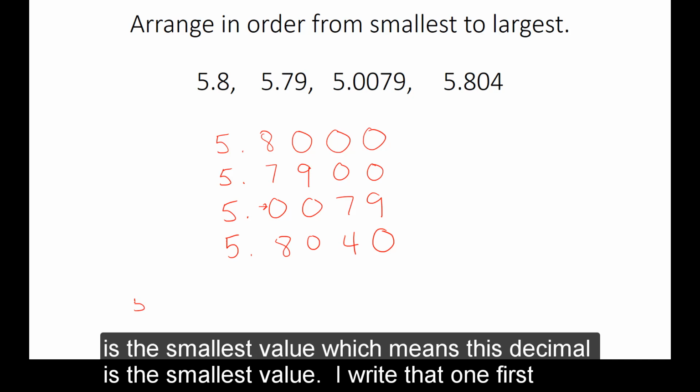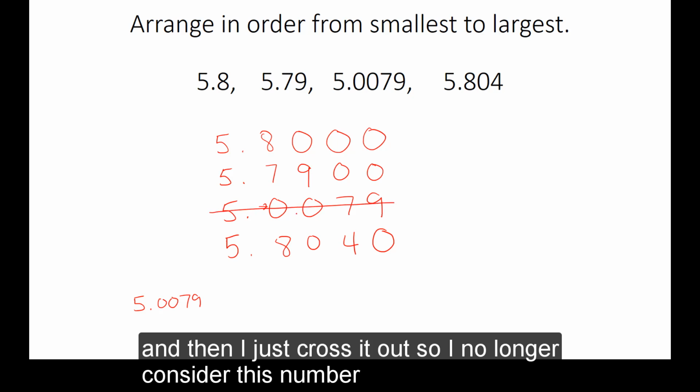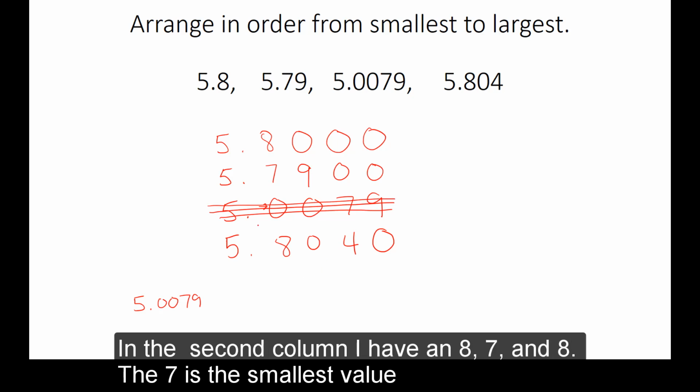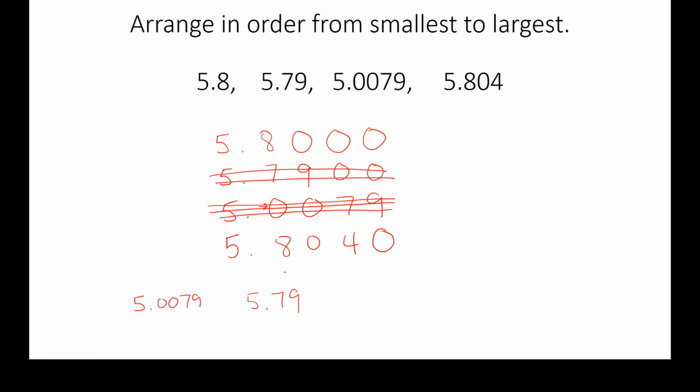So I'll go ahead and write that one first. That's my smallest. And then I can go ahead and just cross it out so I don't consider this one any further. Okay, well, let's go again. Well, we already know that they're all 5s. In the second column I have an 8, a 7, and an 8. Well, 7 is the smallest value, so this will be my next smallest number, 5.79. I don't have to write those zeros at the end. I just did that to make sure everything lined up.